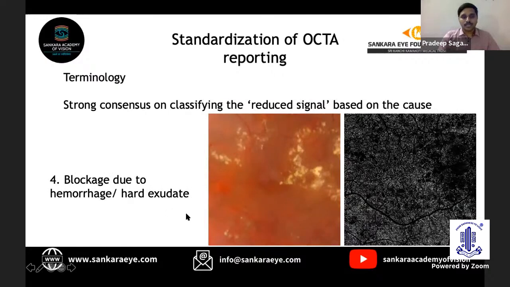And the reduced signal can also be due to presence of hemorrhage or hard exudates, which results in blockage. As we can see over here in this choriocapillary slab, we see that there are areas of reduced signal, but this is actually due to blockage and not a true reduction in flow.